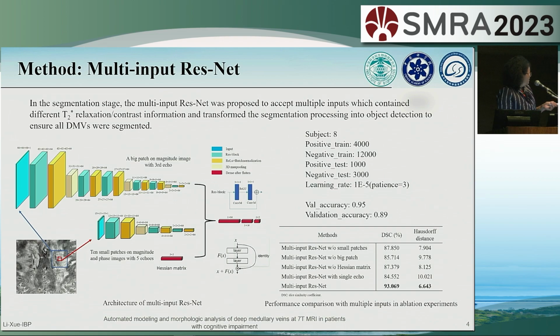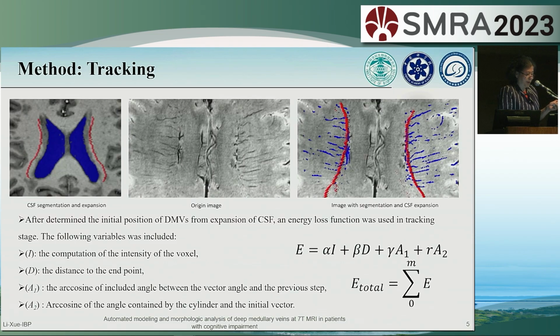The results show a better dice index with this multi-input residual neural network. This is the training accuracy, and this is the validation accuracy. The tracking is actually based on the expansion of the ventricular surface of the CSF to these red lines.